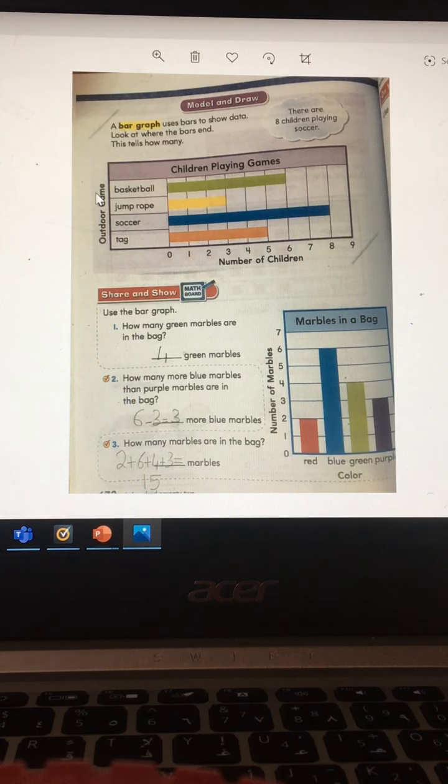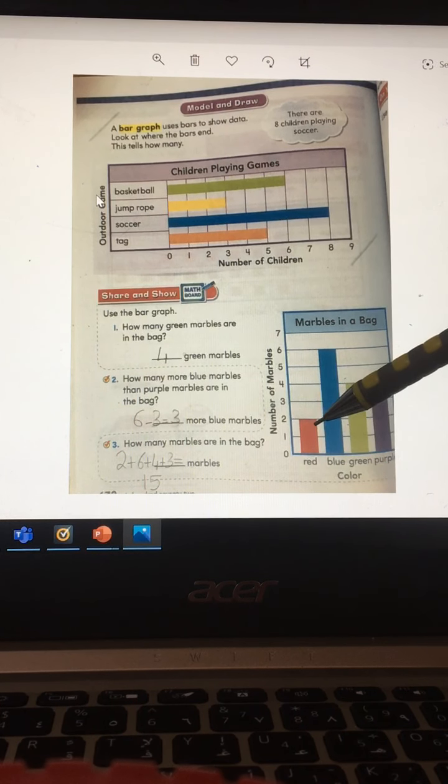Now let's move on to question number 3. How many marbles are in the bag? In this question, he is asking about the total number of marbles that are in the bag. So I'm going to add all the colors, or all the marbles that are in the bag. Okay, now let's count together.